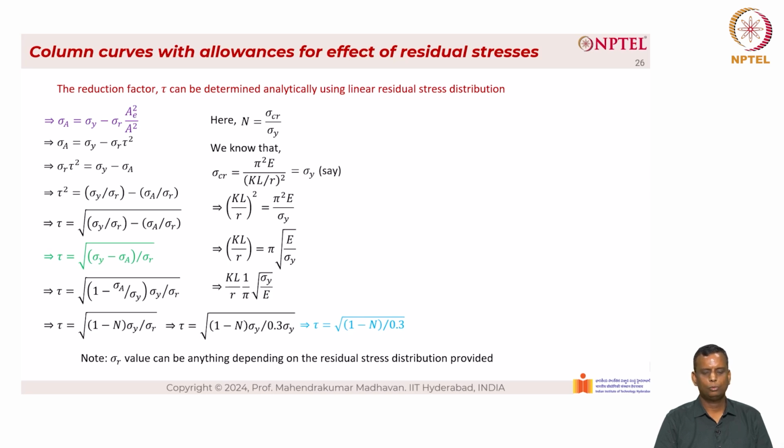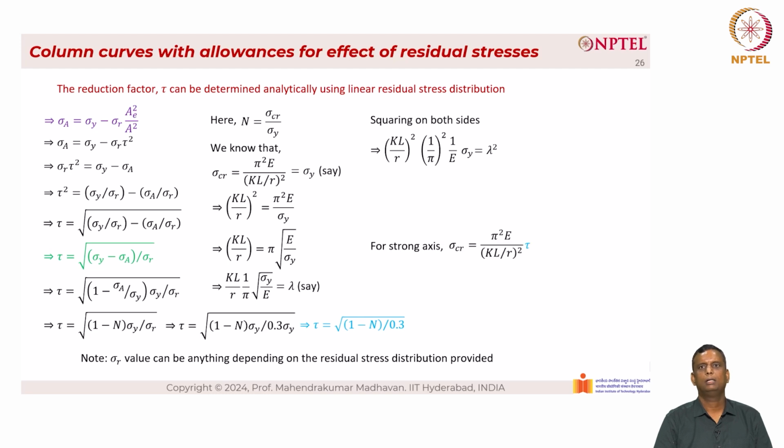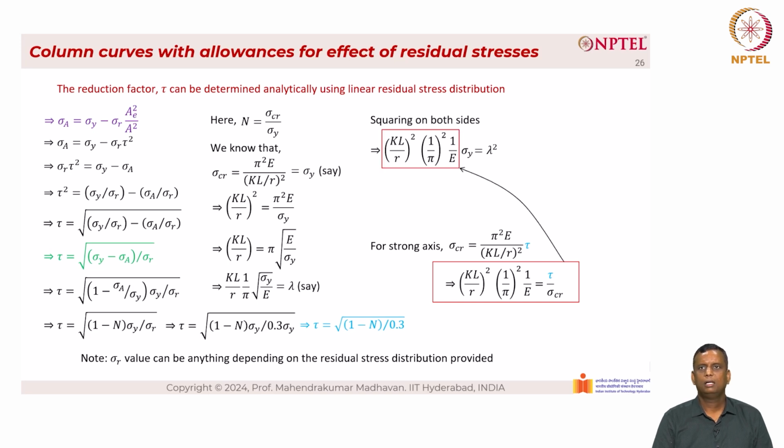So KL by r into 1 by pi into root of sigma y by E is equal to lambda, say. So when we square on both sides, we have KL by r the whole square into 1 by pi square into 1 by E into sigma y is equal to lambda square. Now for strong axis, we have sigma critical equal to pi square E divided by KL by r the whole square into tau. This gives rise to the equation KL by r the whole square into 1 by pi the whole square into 1 by E is equal to tau by sigma critical. We can substitute this above value in the equation. Therefore, we get tau by sigma critical into sigma y is equal to lambda square.